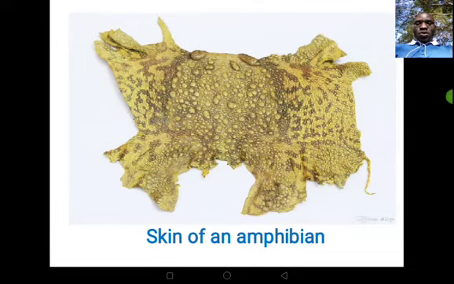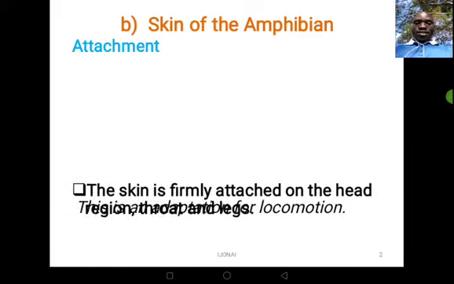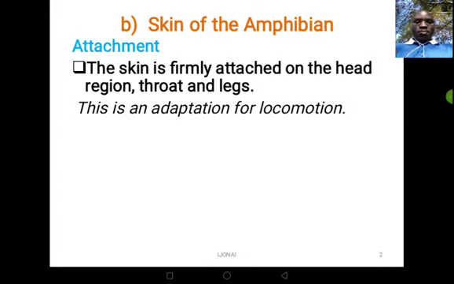So you all know the skin, the part of the body called the skin. That's what we are going to look at. And I want to start with the attachment of the skin. How is the skin attached to the body of an amphibian? You can be told to describe the attachment of the skin to the body.